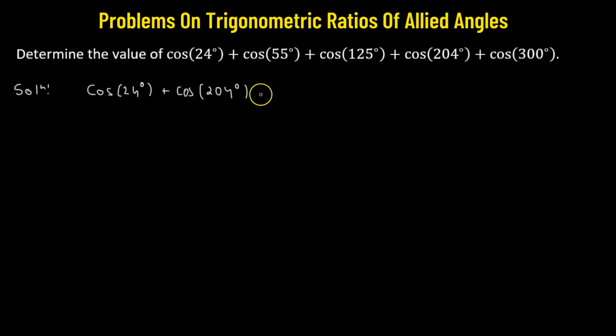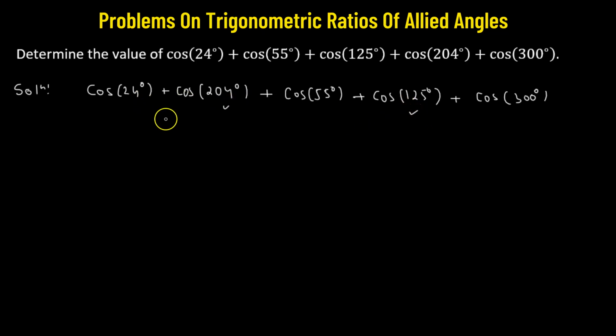In the next step, we're going to take the second term, cosine of 55 degrees, and combine it with the third term, which is cosine of 125 degrees. Then we have cosine of 300 degrees. Now what we'll do, we'll try to express the second term and the fourth term in terms of the allied angles, meaning we'll keep cosine 24 degrees as it is.